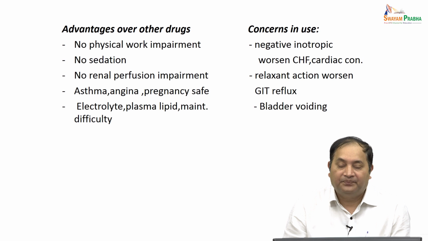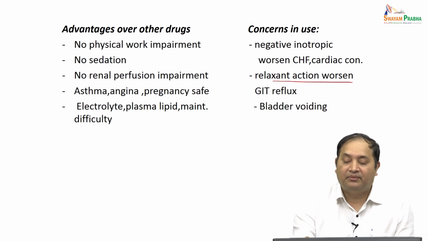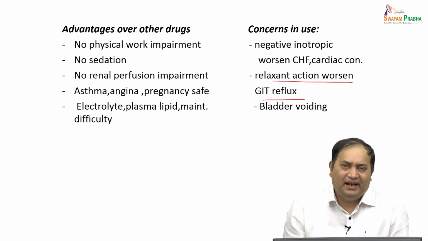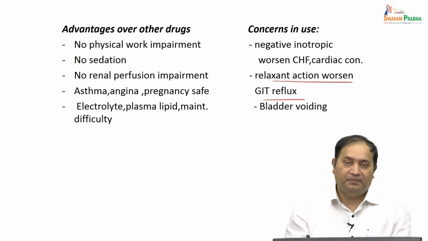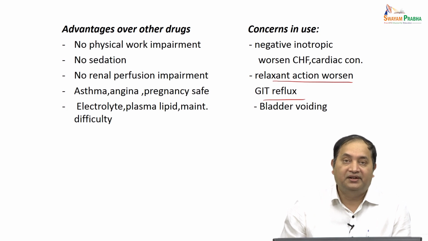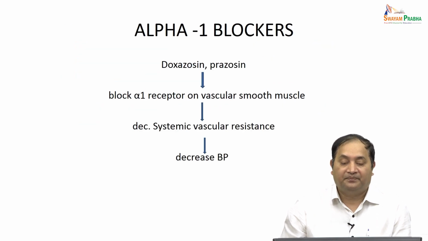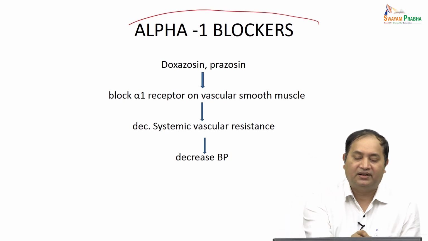So, currently it is used with caution because it has a negative inotropic action, worsening the concern in case of congestive heart failure or cardiac congestion, or it has a relaxant action that might affect GIT reflexes, or some people have a problem in voiding the bladder. So, in patients having prostatic hyperplasia, of course, you need not give this drug, because it can interfere with bladder voiding. Now, coming back to another important group of drugs, the alpha 1 blockers.